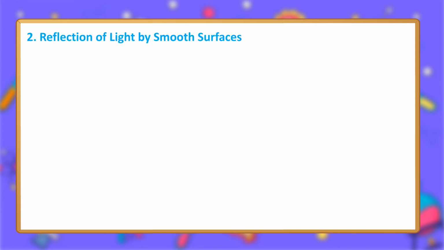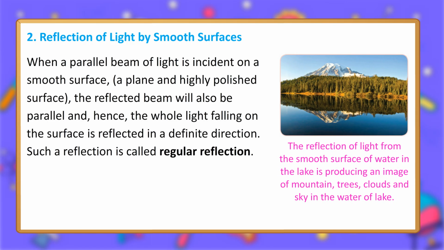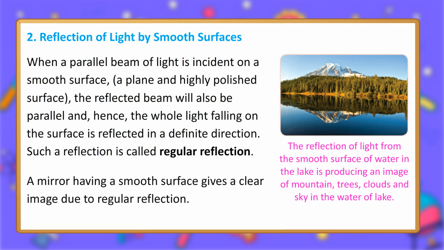2. Reflection of light by smooth surfaces. When a parallel beam of light is incident on a smooth surface, a plain and highly polished surface, the reflected beam will also be parallel and, hence, the whole light falling on the surface is reflected in a definite direction. Such a reflection is called regular reflection. A mirror having a smooth surface gives a clear image due to regular reflection. The reflection of light from the smooth surface of water in the lake is producing an image of mountain, trees, clouds and sky in the water.